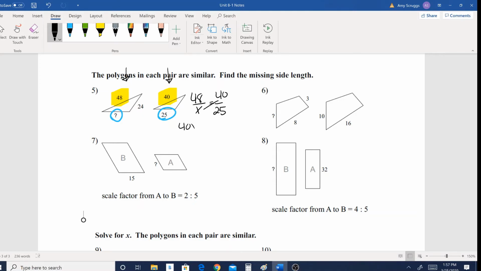Now, if I set it up like this, I'm going to get 40x is equal to 48 times 25, so 1200. And if I divide both sides by 40, I find out that my missing side is 30. Okay?